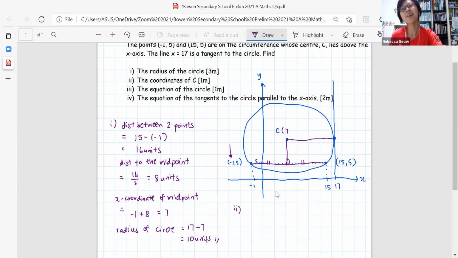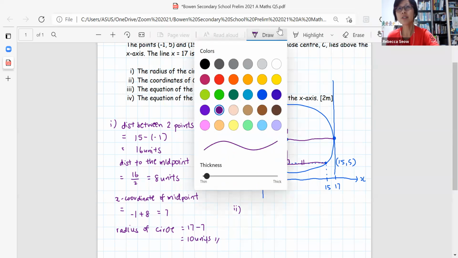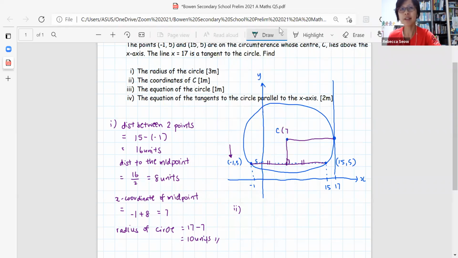Now let's take a look at the next part, which is to find the coordinates of C. We have found the x-coordinate of C based on part 1. How do we go about finding the y-coordinate of C? First and foremost, let's put down the other values that we have found. Since the radius of the circle is 10 units, I'm going to put down 10 here.